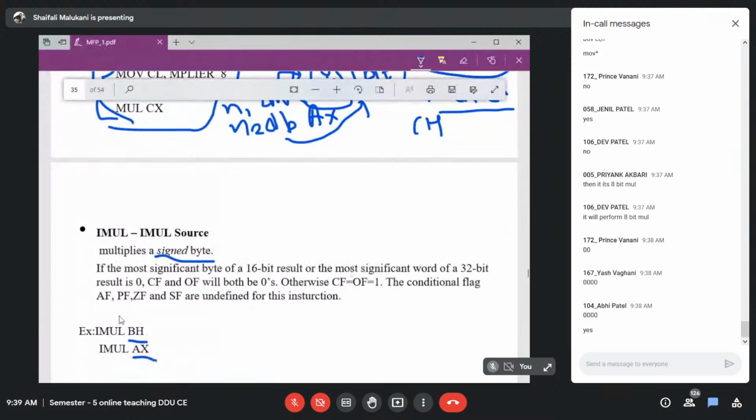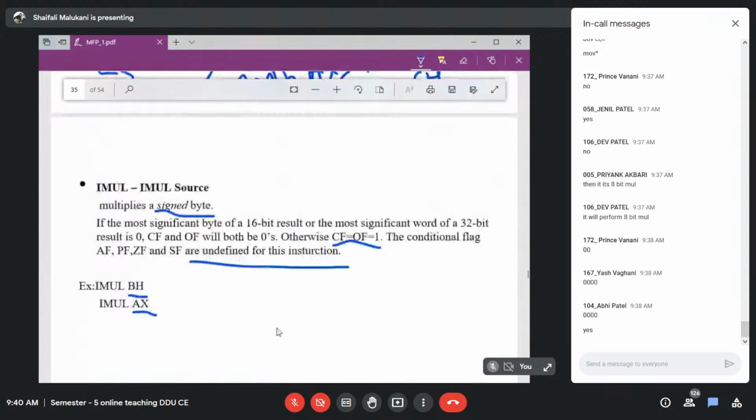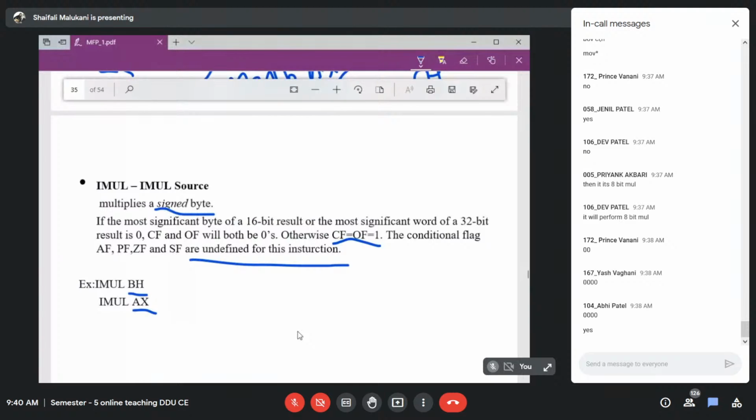In the same way, if the result goes to a 32-bit number, then DX is modified and CF and OF will be 1. CF and OF will be 0 if the most significant byte or word of the result is not changed. Other flags are undefined for that. The only difference is that the multiplication considers your numbers as signed numbers. That's it, so sign will be considered using imul.